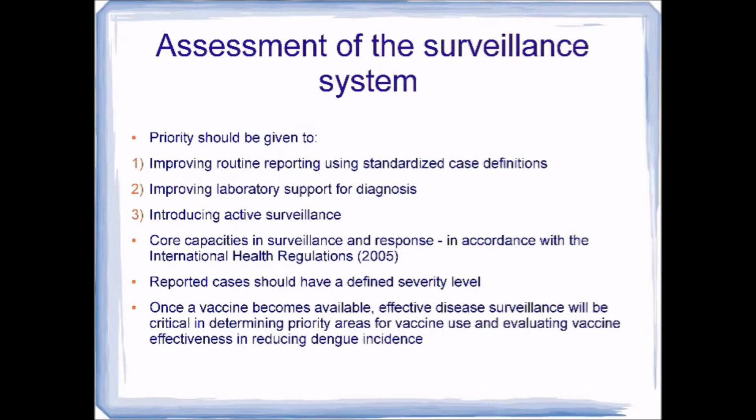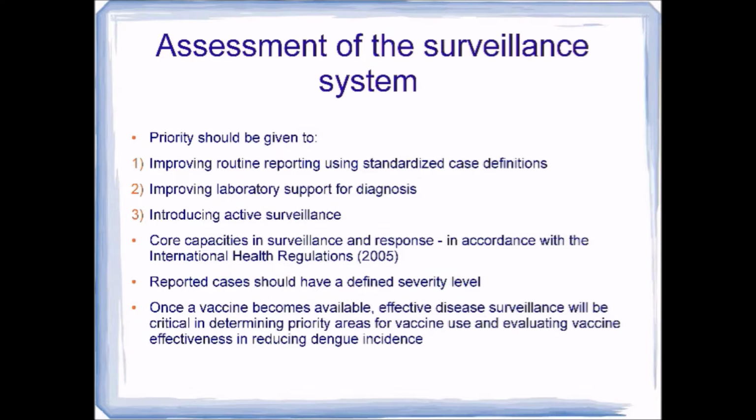Assessment of the surveillance system should be adapted to country needs and resources. Priority should be given to improving routine reporting using standardized case definitions, improving laboratory support for diagnosis through greater access to laboratory services, standardized test procedures, access to more sophisticated diagnostics for virus tracking and quality assurance, and introducing active surveillance as a complementary measure. At all times, appropriate and timely data analysis and response at the lowest operational level possible are crucial, as is data sharing in the system.